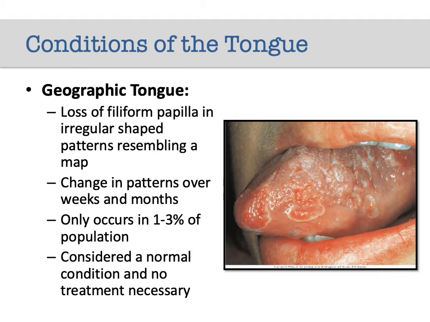Geographic tongue involves loss of the filiform papillae in irregularly shaped patterns that resemble a map. Changes in the patterns can happen over weeks and months. This occurs in about 1 to 3% of the population. It is considered a normal condition and no treatment is necessary.